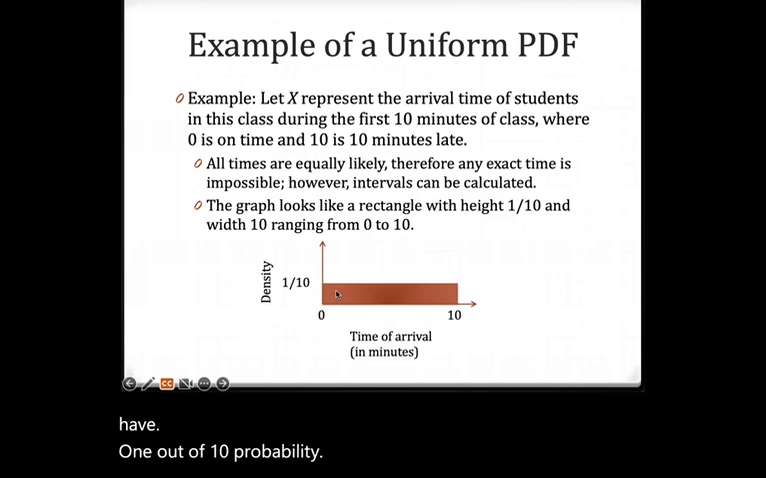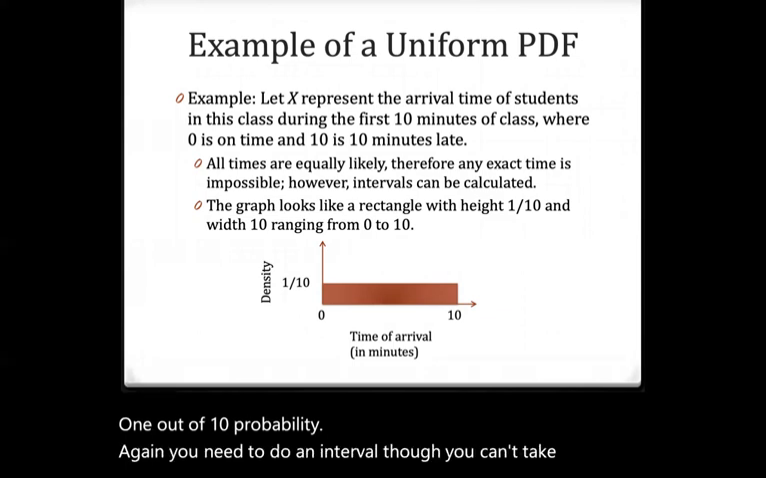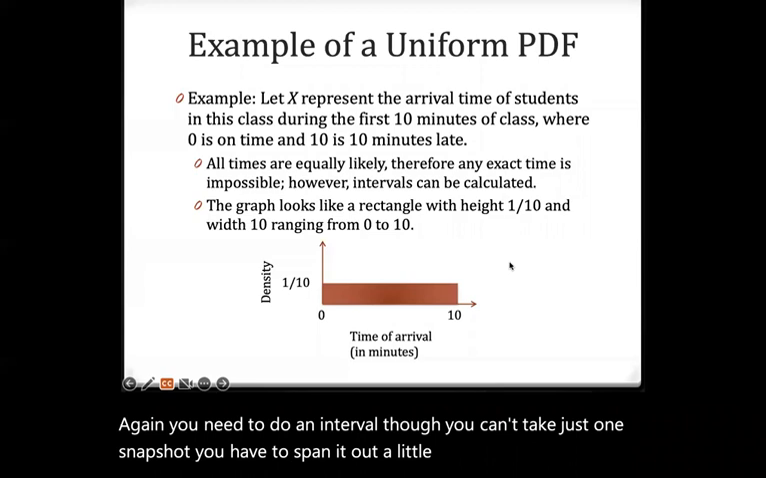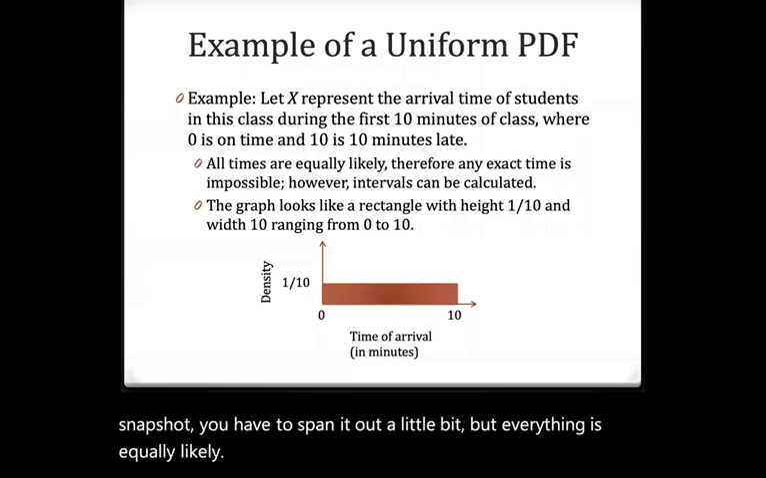Again, you need to do an interval, though. You can't take just one snapshot. You have to span it out a little bit. But everything is equally likely with 1 over 10 probability.